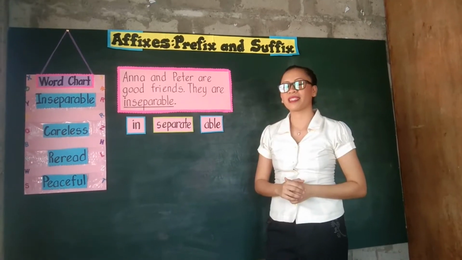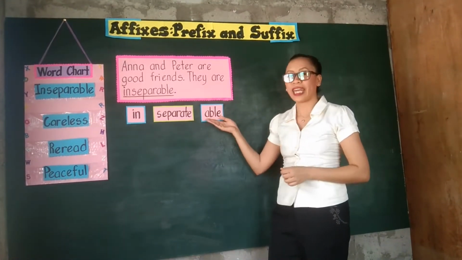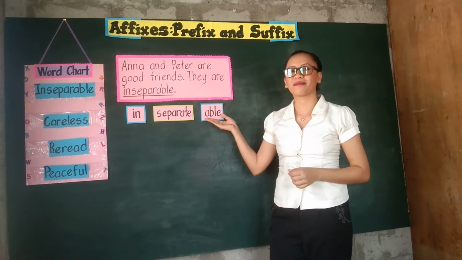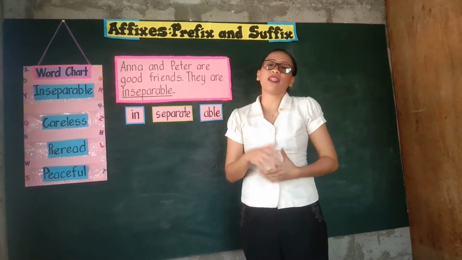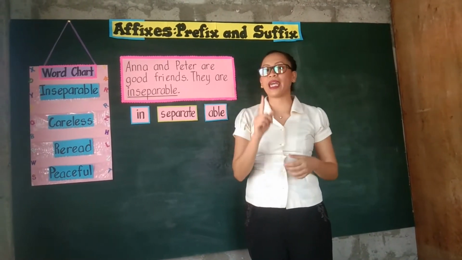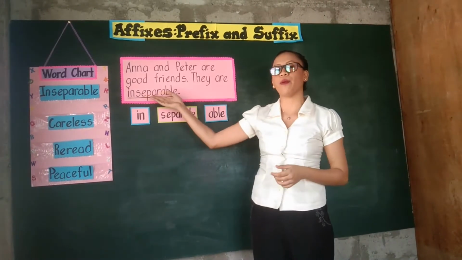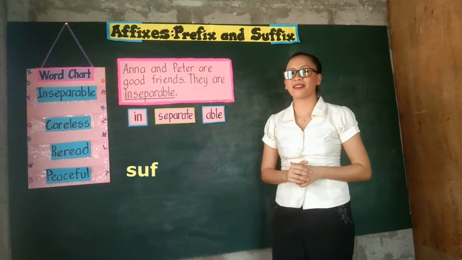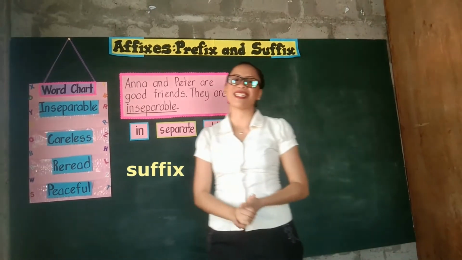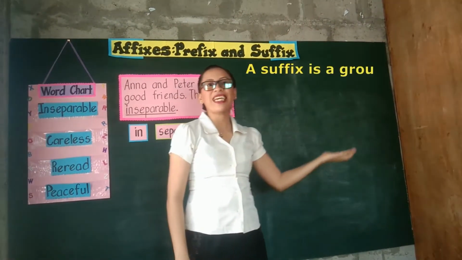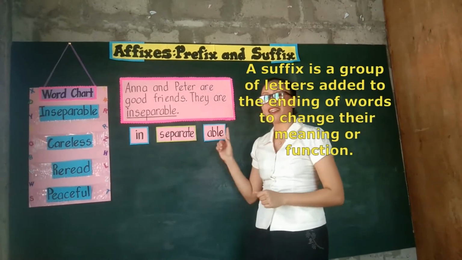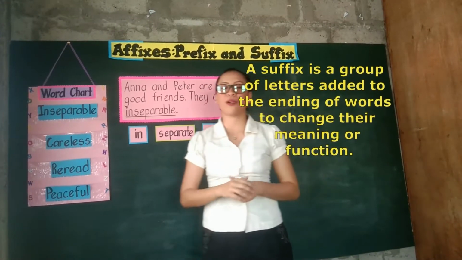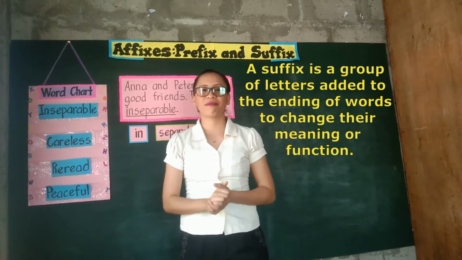The third part is able. Able means able to be done or something that you can do. Able in the word inseparable is called a suffix. So what are suffixes? A suffix is a letter or a group of letters added to the ending of words to change their meaning or function.